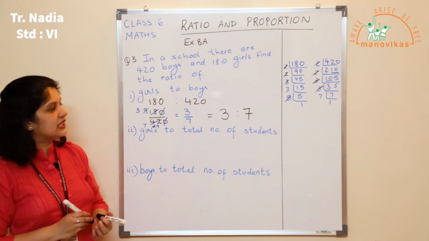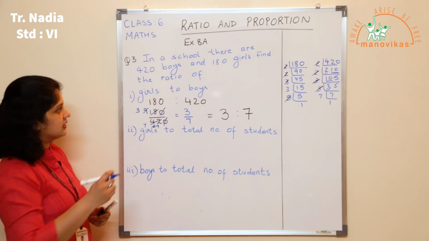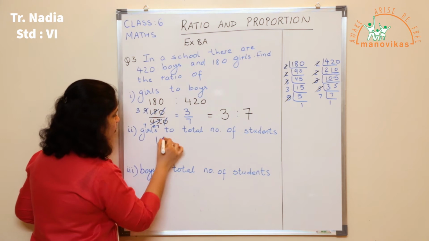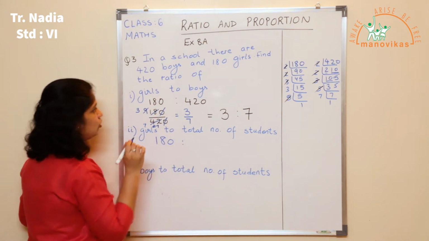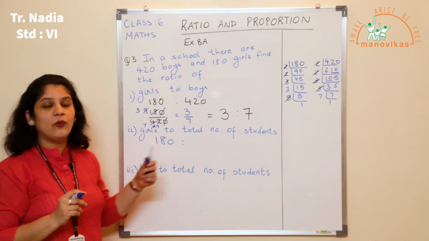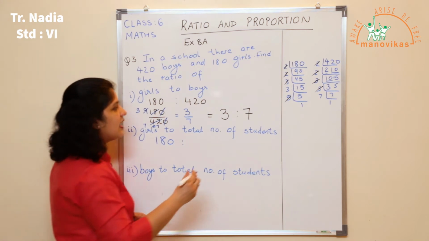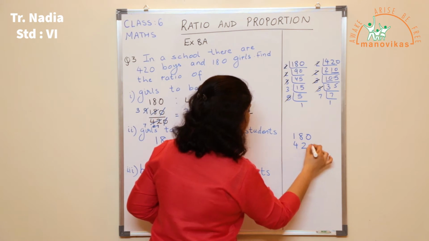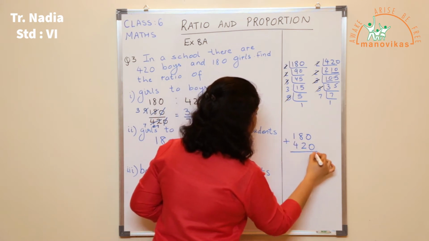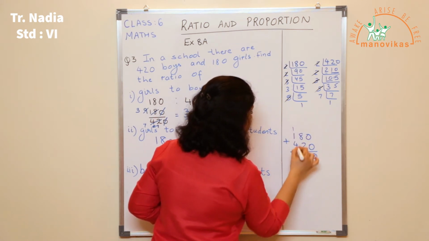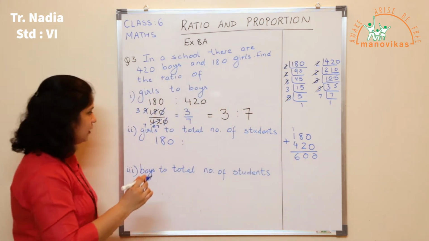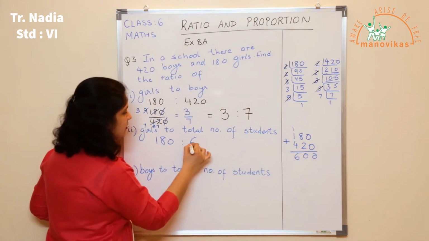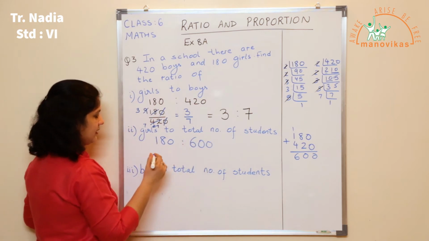The second one, girls to total number of students. Okay, I know girls is 180 is to total number of students. Now how will I find the total number of students? In the rough column, you will add the boys and the girls. So the total number of students is 600. So girls to total number of students will be 180 is to 600.